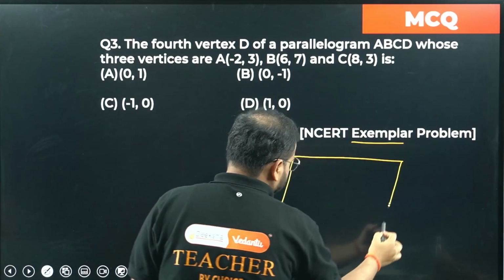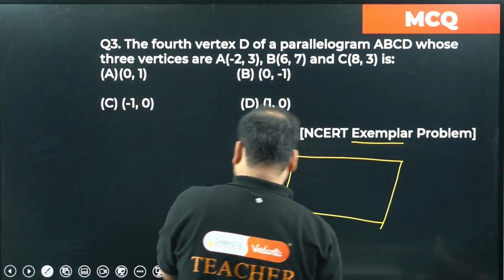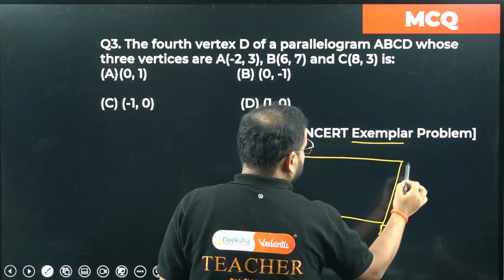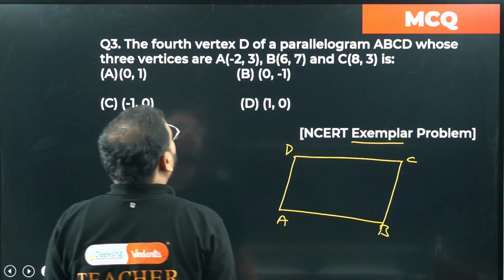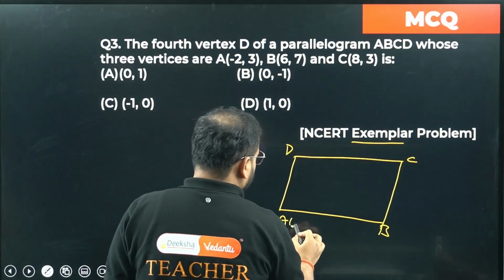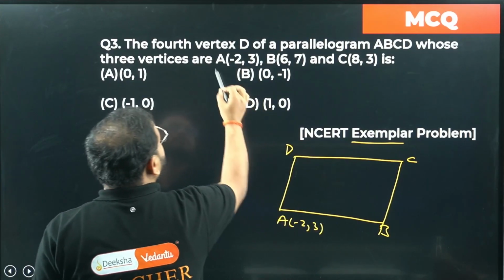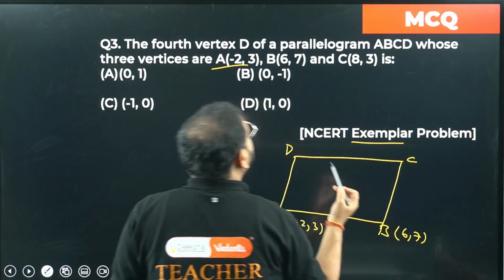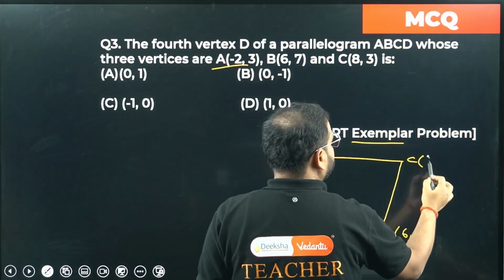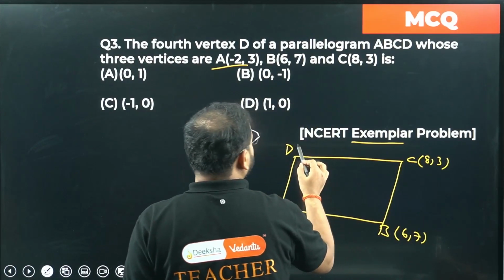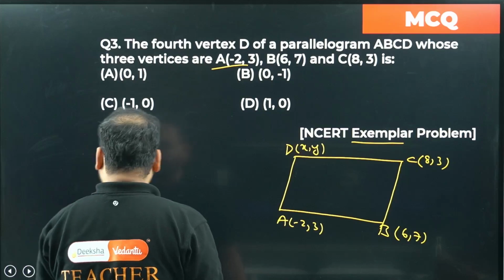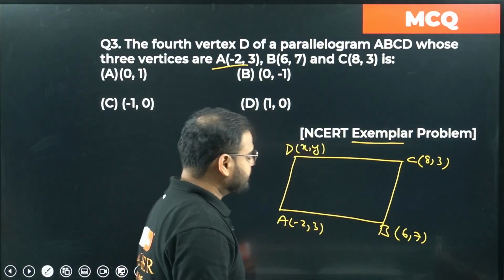Parallelogram, sir. Have a look. Okay, so A, B, C, D. Clear? Write A as -2, 3, B as 6, 7, C as 8, 3, and D as X, Y. We know a property of parallelogram that the diagonals bisect each other.